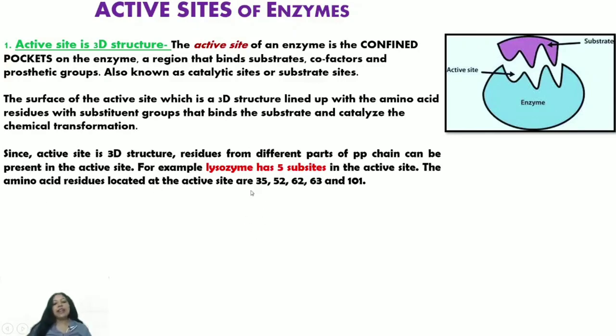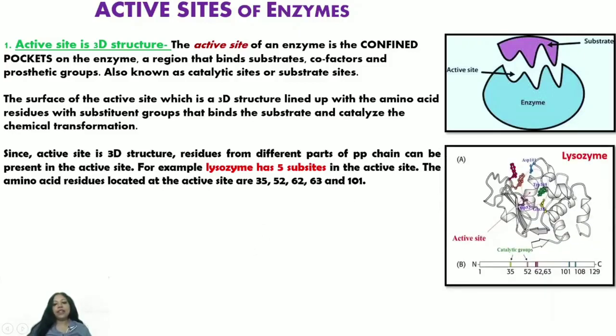If you are not getting this, let's take an example of lysozyme. This is the three-dimensional structure of lysozyme. The X-ray diffraction analysis reveals that lysozyme has three subsites in the active site, which are located at residue numbers 35, 52, 62, 63 and 101. So the amino acids are located very distantly: after 35 it is 52, after 52 it is 62, and then 63, and then 101.